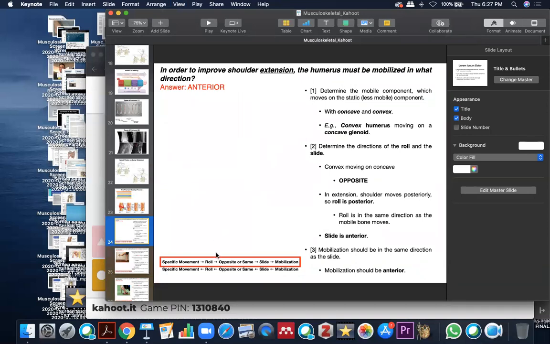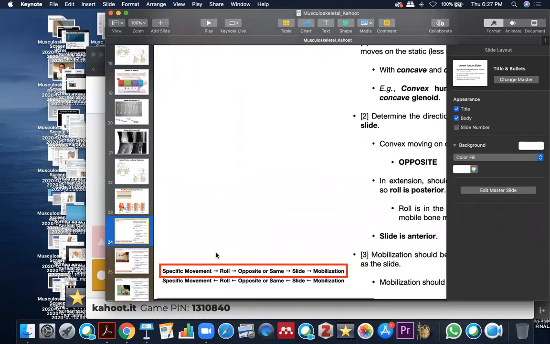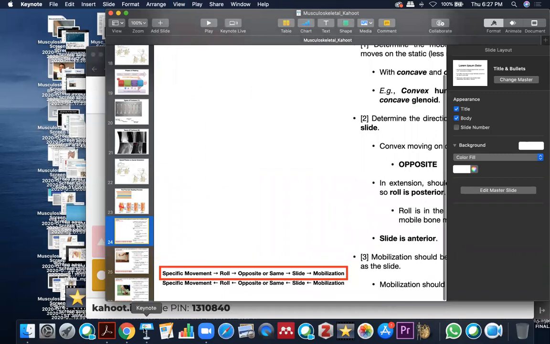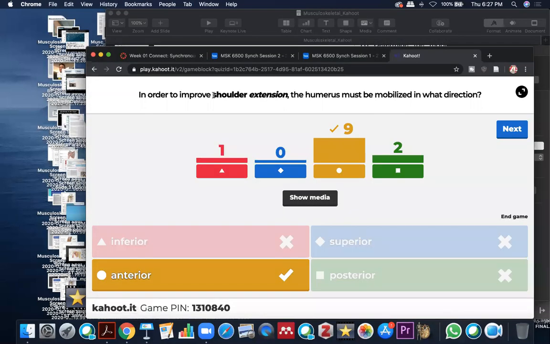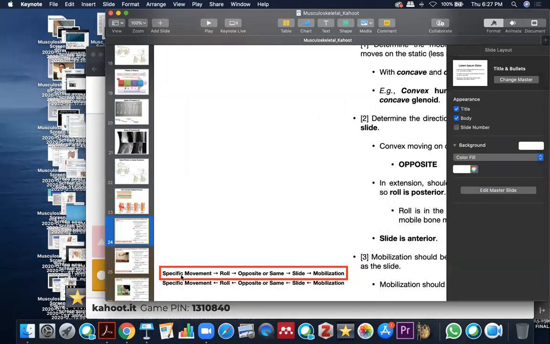The way this question's worded is you're given the movement. Because he can also have, instead of that, just a picture where you're seeing what direction the mobilization is, and then it's what movement am I trying to improve. This is the case where he gives you the movement and then you have to predict how you would mobilize it. So the way I think about it is you get the specific movement, that's what you're given.